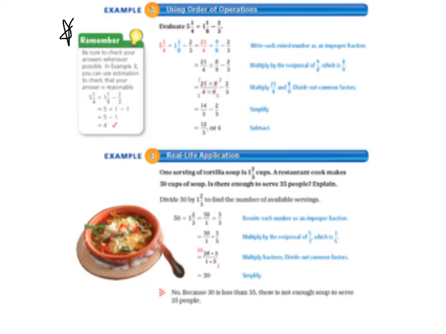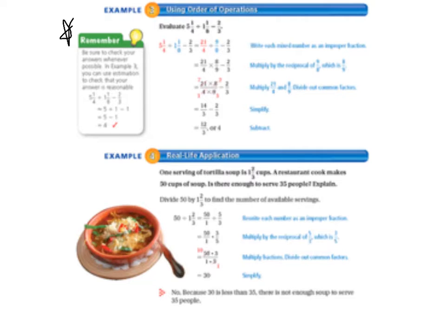So our problem in example 3, we're using the order of operations, and it has us evaluating, which means find the answer, to 5 1/4 divided by 1 1/8 minus 2/3. So if we estimate, 5 1/4 is close to 5, 1 1/8 is close to 1, and 2/3 is close to 1.